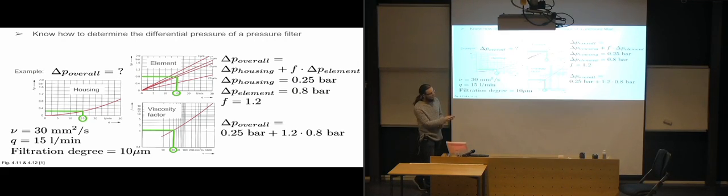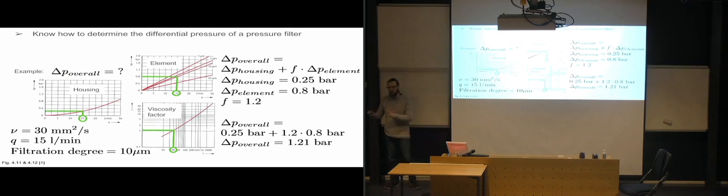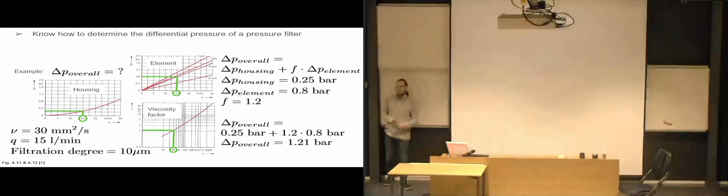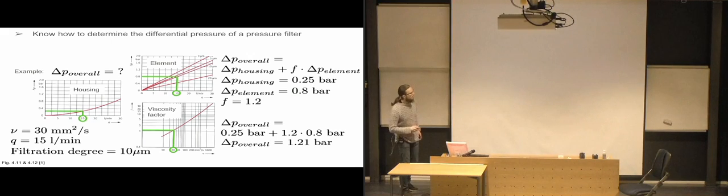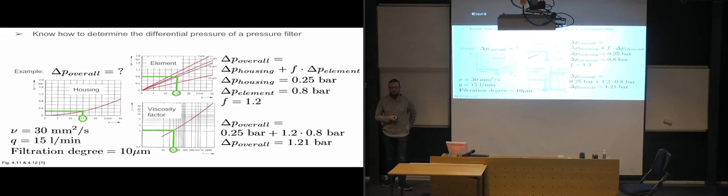And then we do the calculation: 0.25 bars for delta P housing, the 1.2 for the viscosity factor, and the 0.8 bars over the filtration element. And we get 1.21 bars in a total pressure difference across the filter. So if we have 20 bars of pressure going from the pump into the filter, we're just going to have approximately 18.8 coming out of the filter. So it's going to affect the overall pressure in a system. So the operating pressure is going to be affected by a filtration element like this.